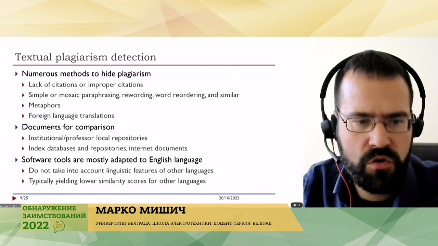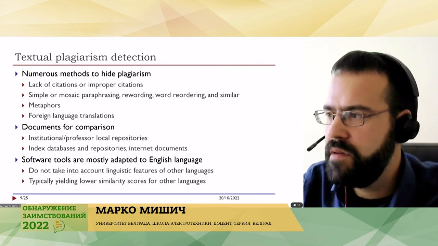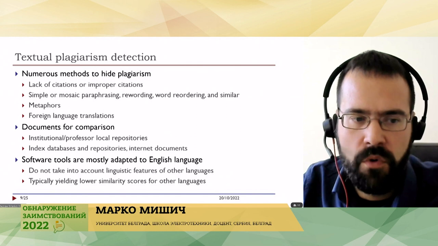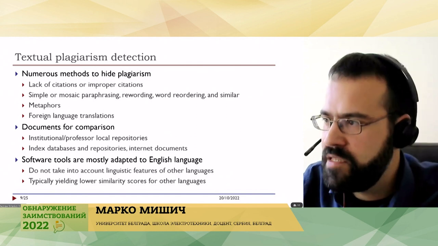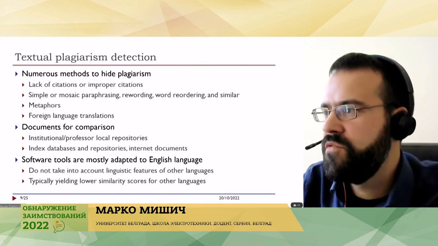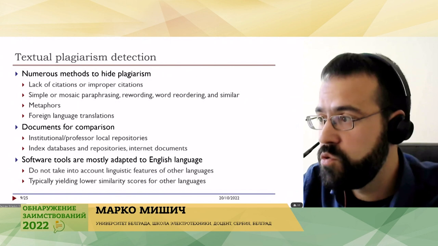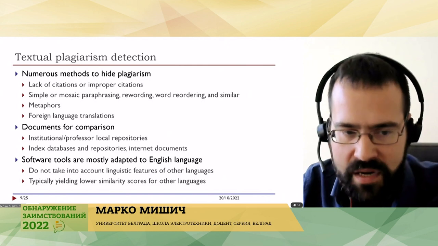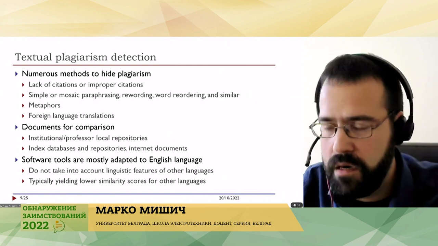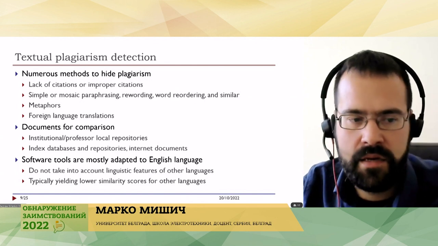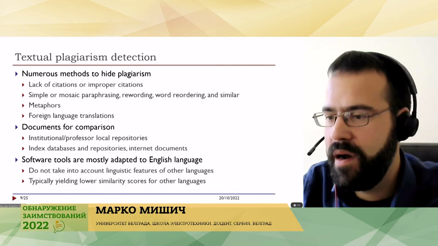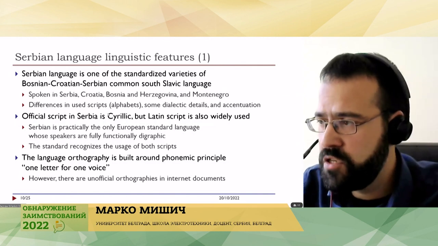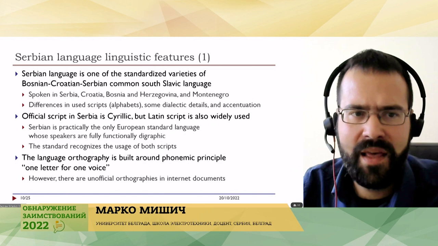other internet documents. Then we have some problems related to the language of documents, as software tools are mostly adapted to the English language. We had a chance to hear today that Antiplagiat AdvaCheck software is pretty well adapted also to other languages, but some other tools are not, as they do not take into account linguistic features of other languages, and that typically yields lower similarity scores for other languages.